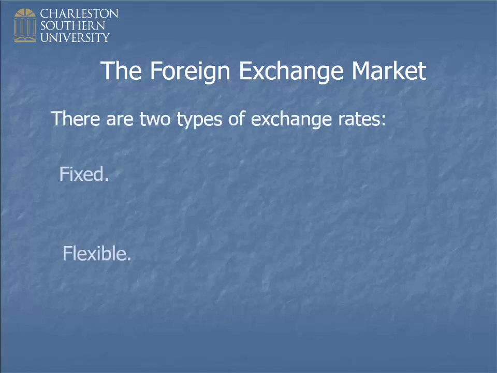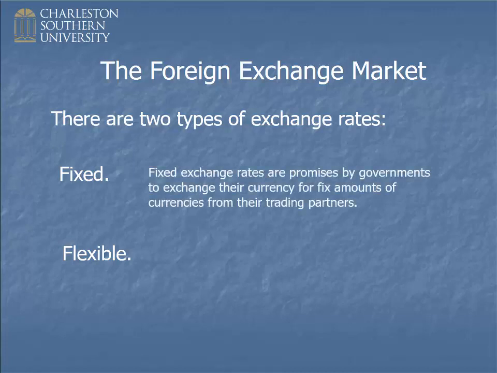There are two types of exchange rates, fixed and flexible. A fixed rate is simply a promise or promises by governments to exchange their currencies for fixed amounts with their trading partners. So for an exchange rate to be fixed, it requires some agreement between countries. Of course, those agreements can be broken, and when they do, chaos ensues, and usually after the dust settles, a new agreement is established, but always at some different exchange rate. So the currency might be devalued or revalued upward.